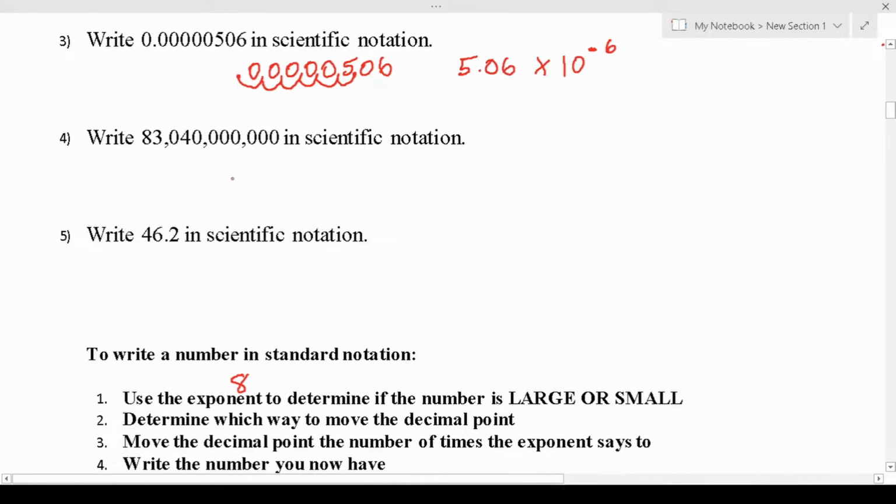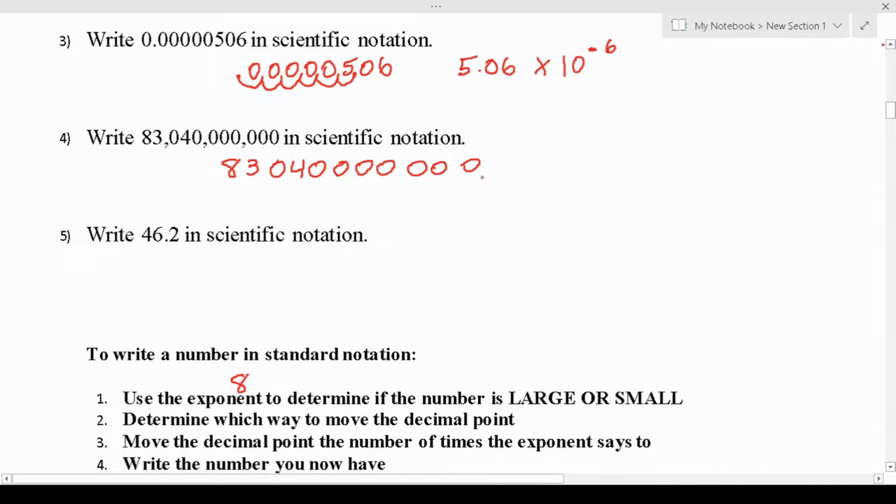So as you can see, we have to express this number in scientific notation. It's going to be 8, 3, 0, 4, 0, 0, 0, 0, 0, 0, 0. If I'm not mistaken, this is 83,040,000,000. Okay, so let's write this in scientific notation.